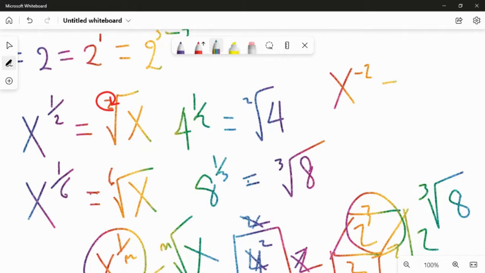But what is this then? X to the negative 2. What should that be? It would be 1 over x squared.